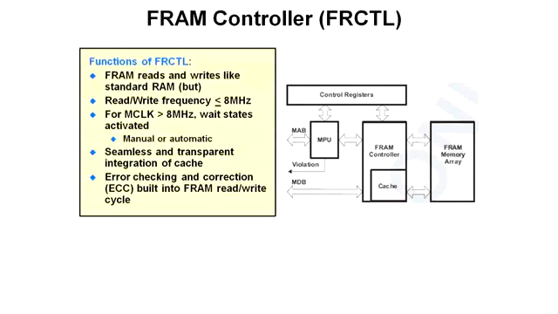Included in the current FRAM controller is a seamless and transparent integrated cache. That cache allows you to access small loops, gives you greater speed, greater flexibility, while not touching the FRAM at every single cycle. Error checking and correction is built directly into the FRAM read and write cycle.